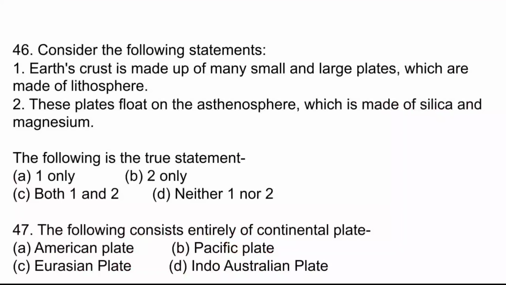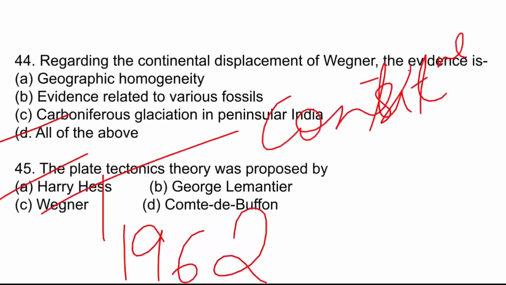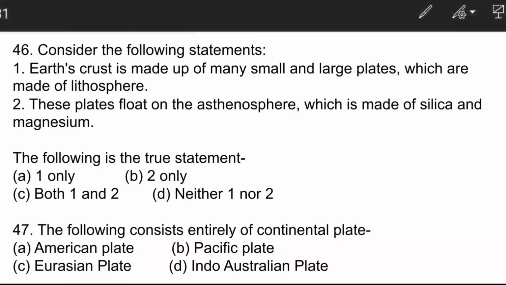Earth's crust is made up of many small and large plates which are made up of lithosphere. This is a correct statement. These plates float on the asthenosphere, which is made up of silica and magnesium. Correct. So C will be the correct answer. The next question is, the following consist entirely of continental plates. It will be Eurasian plate.